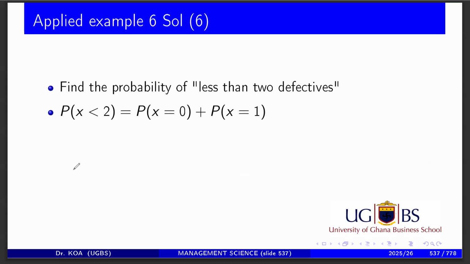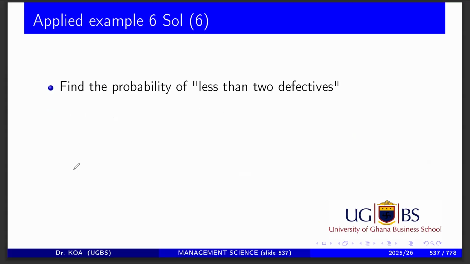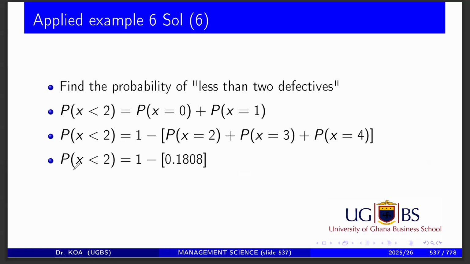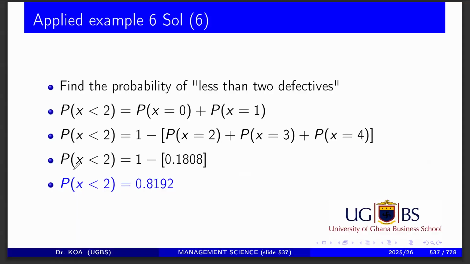All right. Then the last one is to find the probability of less than 2 defectives. Less than 2 means that you do 0 and 1. So you find that of 0, find that of 1, you substitute, and hooray! All right.